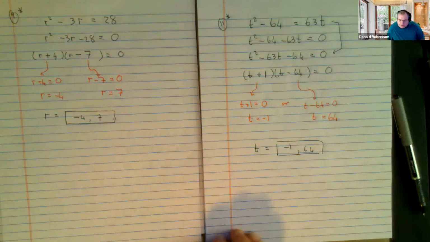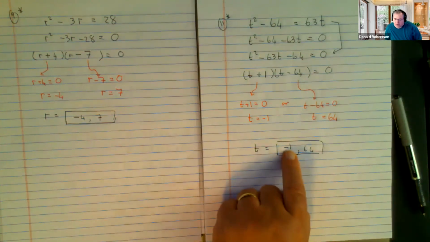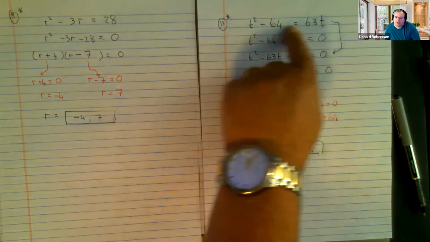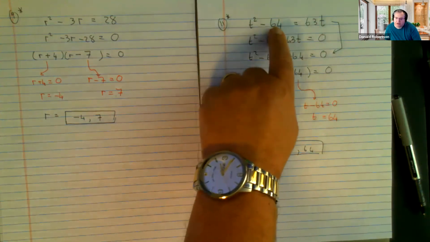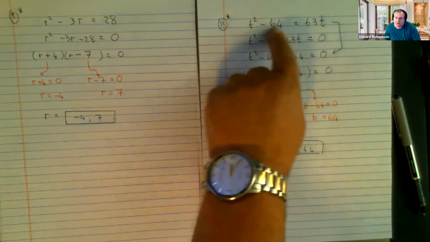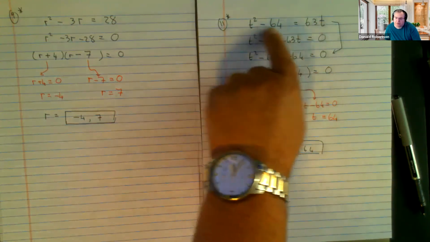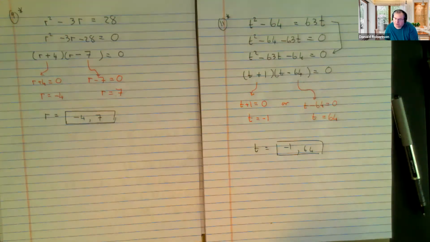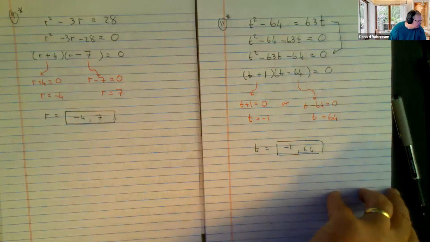And again, if you wanted to check, let's say you wanted to check if negative 1 worked, you would go back to the original equation and you put negative 1 in here, negative 1 in here, and whatever that answer ends up being, the same number should appear here. And you should check it, but take my word for it, it works.